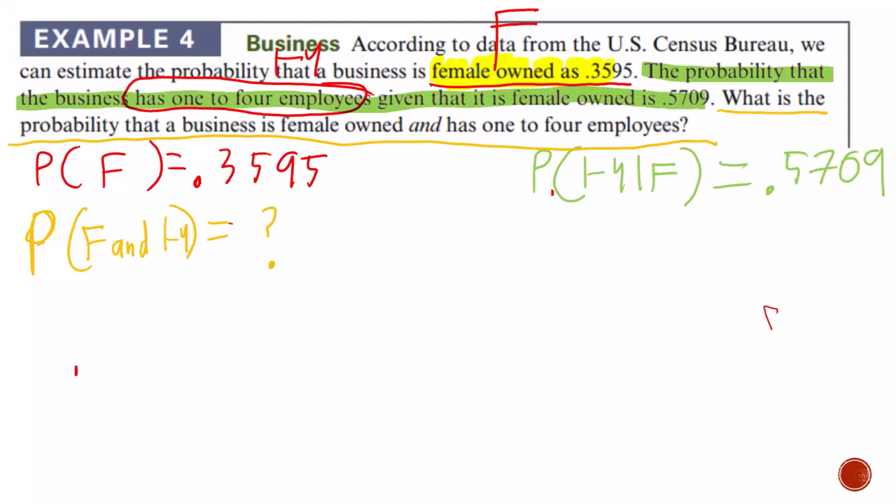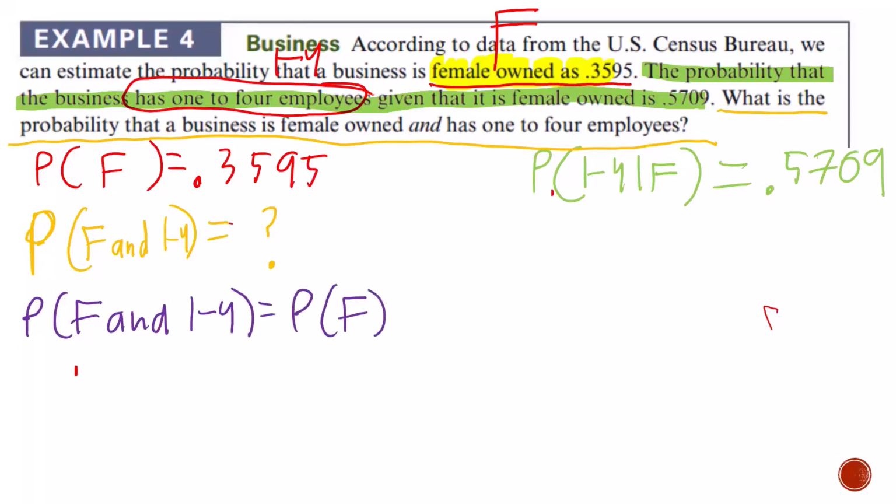So let's try to do that. Probability of F and 1 to 4 is going to equal the probability of F. You might want to, so this formula makes sense if you think about it.